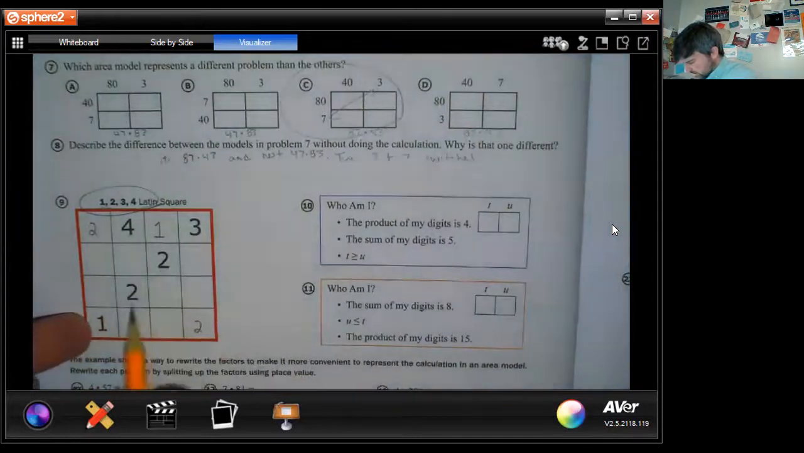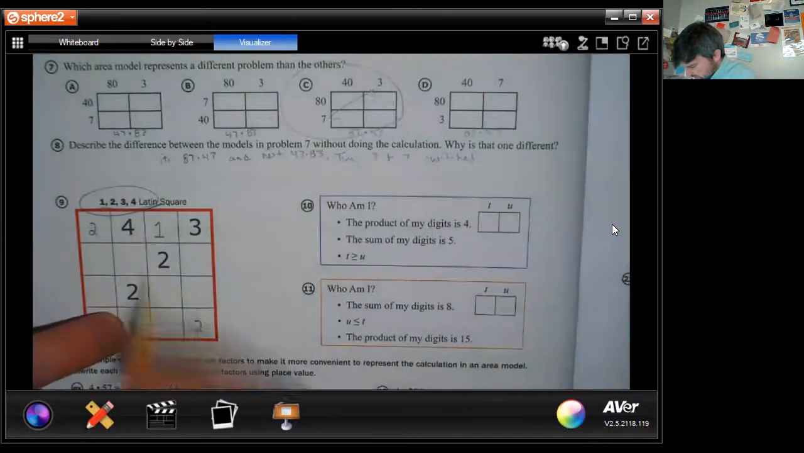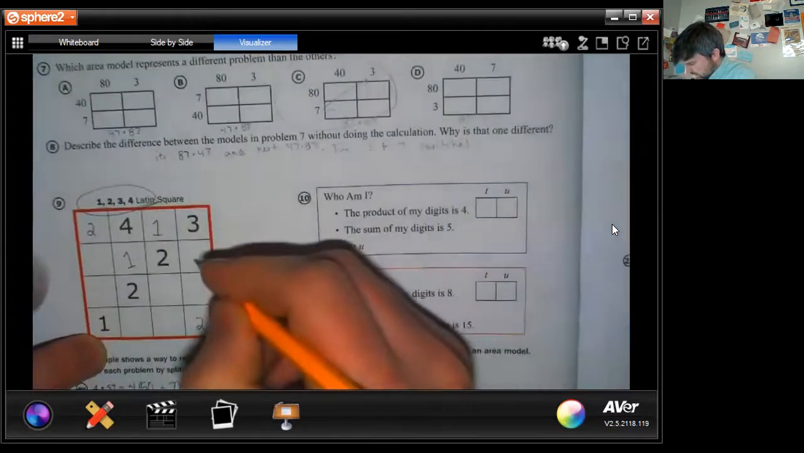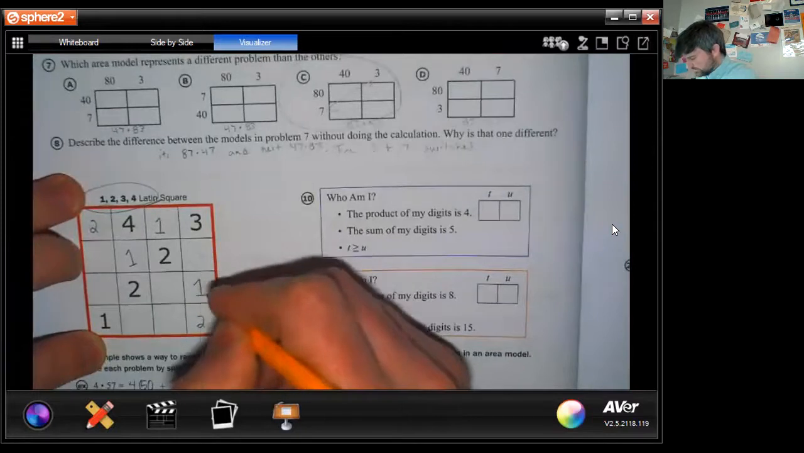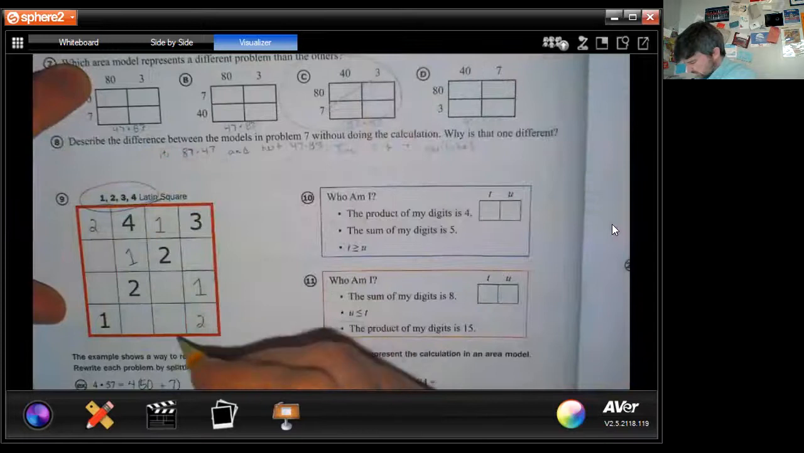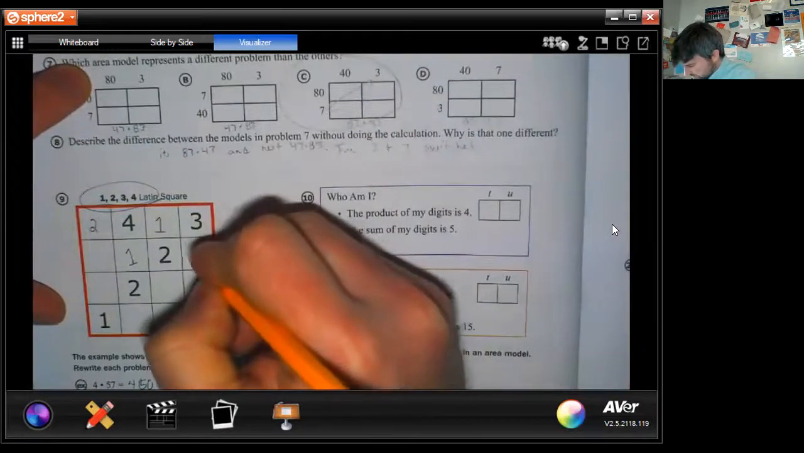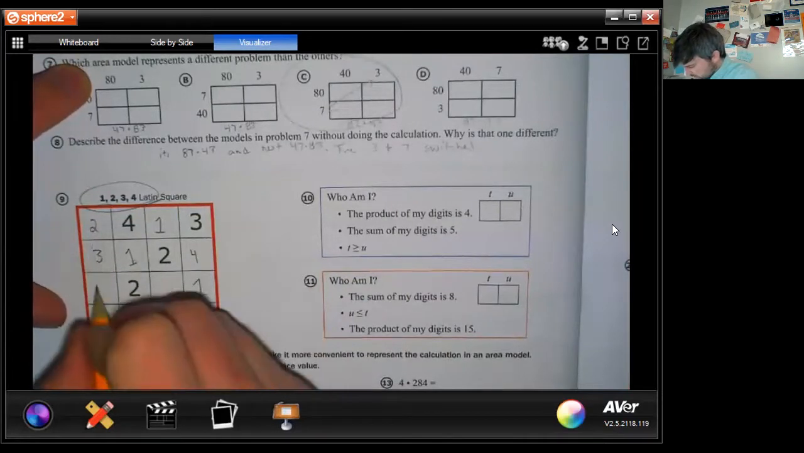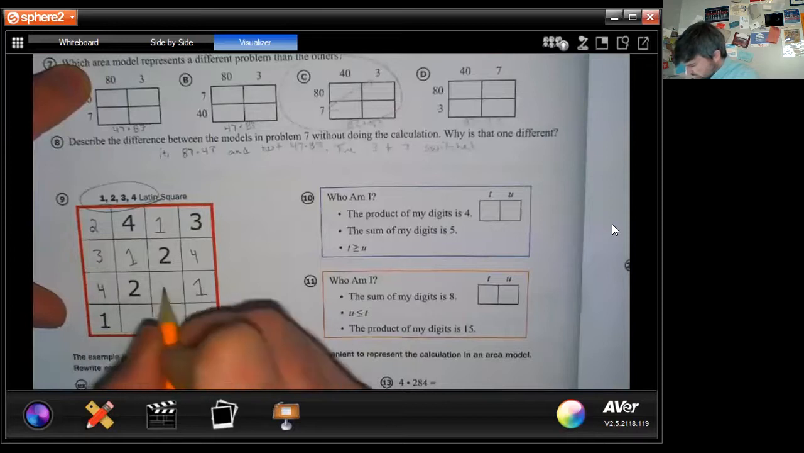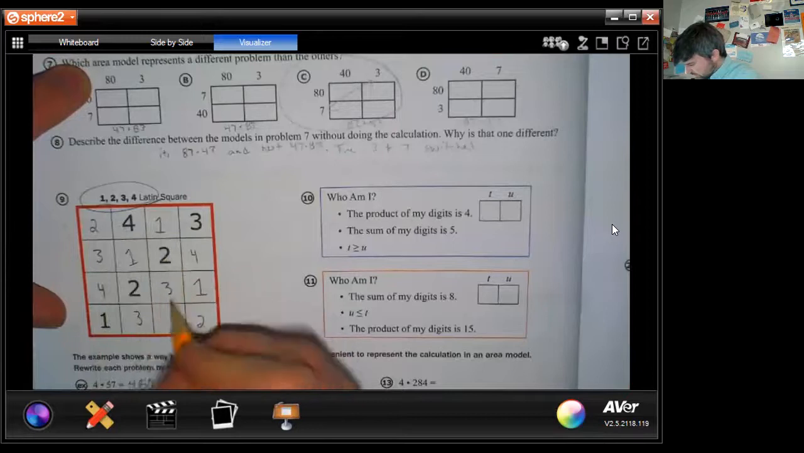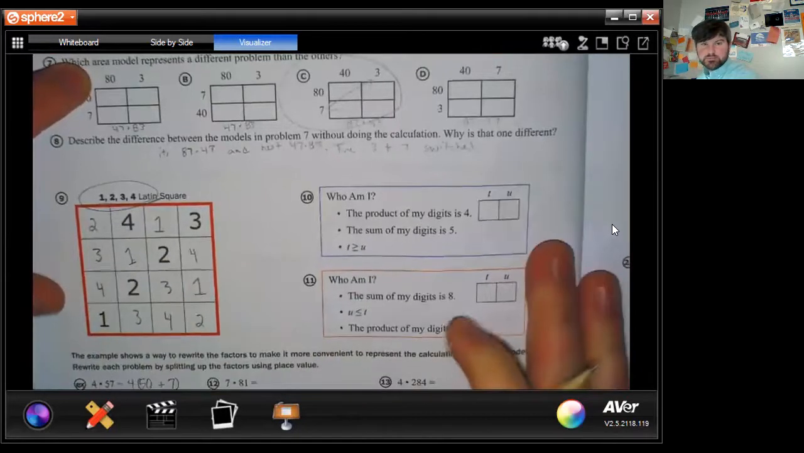Okay, so this one needs a 1, but a 1 can't go here. So this must be a 1. Can't be a 1 here, so this is a 1. Okay, so we got 1s, 2s, 3. This must be a 4. So 1, 2, this is a 3. This has to be a 4. So each row has 1, 2, 3, and 4.